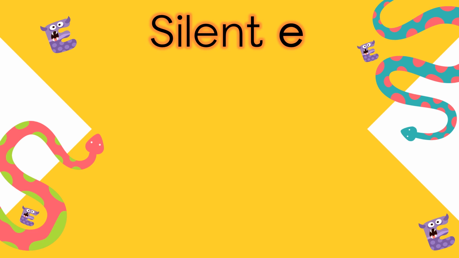The magic E comes at the back of a word, and there's a vowel in the middle of the word that changes. So if the vowel is an A sound, it changes to an A sound. If it's an A sound, it changes to a U sound. If it's an E sound, it changes to an I sound. If it's an O sound, it changes to an O sound. Let's take a look at some of the words we'll be looking at this week.